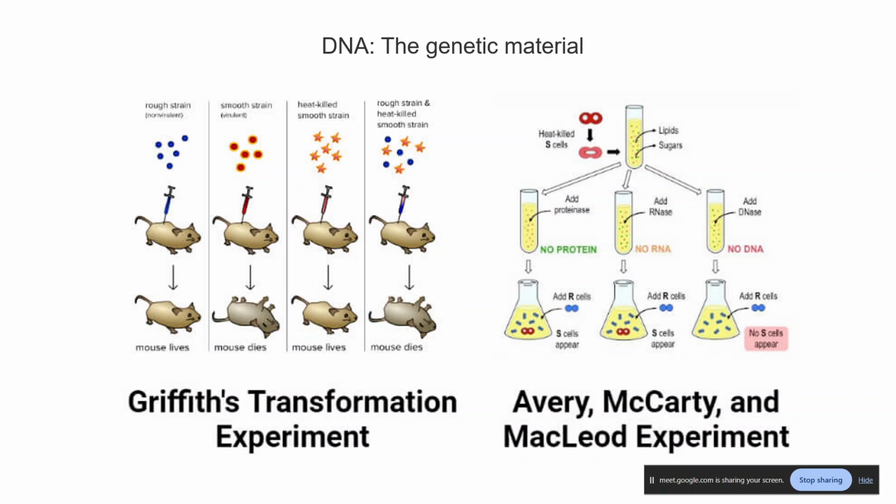So the rough strain was known to be, it's a little blurry, but I hope you can see it, a non-virulent strain. So if you inject it into a mouse, the mouse will survive. Smooth strain is a virulent one. So if you inject it into the mouse, that mouse will eventually die.